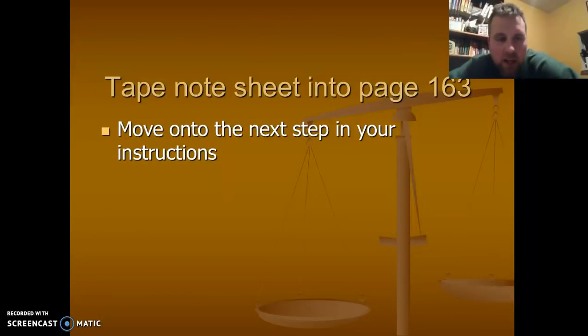Okay, guys, this is the end of our notes. Make sure you tape this note sheet into page 163 and then move on to the next step in your instructions.